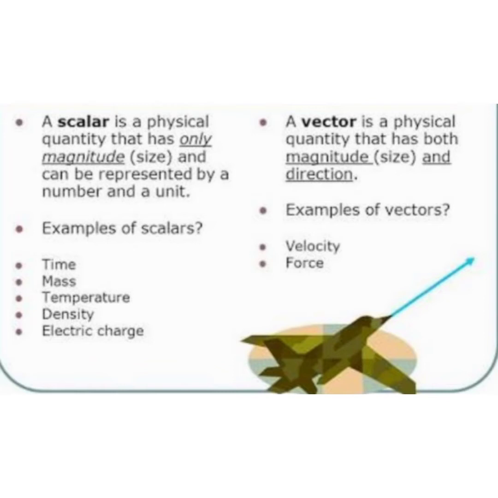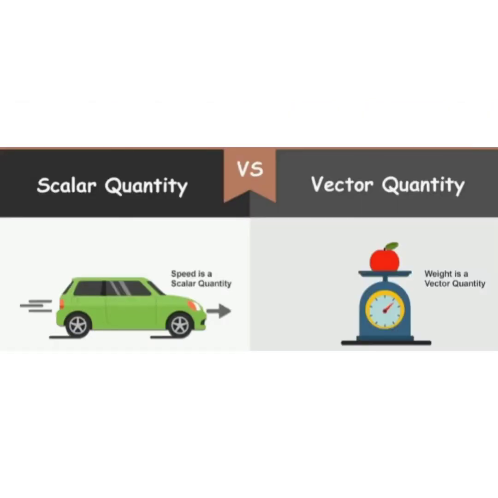What is the difference between scalar and vector? A scalar quantity is described by just a single number. Speed is a scalar quantity. Vector quantities are important in the study of motion. Weight is a vector quantity. Speed is a scalar quantity. Velocity is a vector, which means direction is also included.